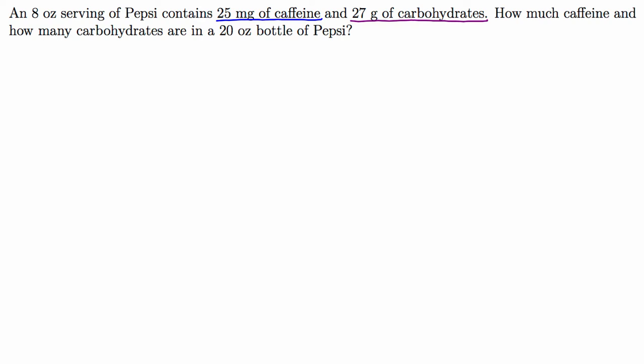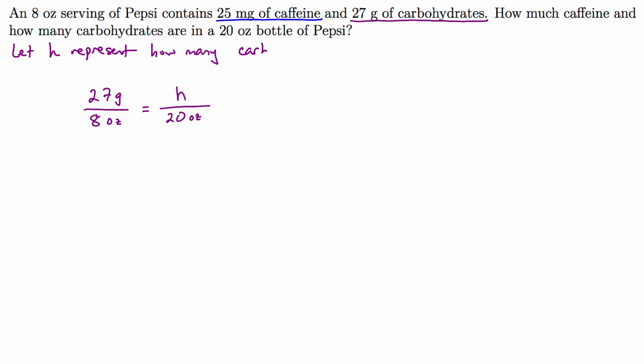But we still know from the first sentence that there are 27 grams of carbohydrates in an 8-ounce serving. That's the ratio that we know. The ratio that's incomplete, that's missing a piece of information, is the second part. In the second bottle, we know that there are 20 ounces, but we do not know how many carbohydrates. I'm going to use H to represent the amount of carbohydrates in the 20-ounce bottle, and I will formally define that now. Let H represent how many carbohydrates in grams are in a 20-ounce bottle.